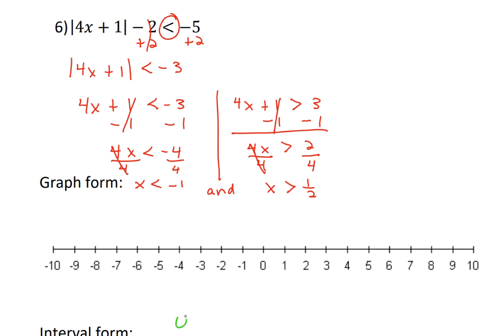So if you notice that it's something that's impossible, this is saying that we have a distance or an absolute value that's negative because it's less than -3, we know that there's going to be no solution. But if you work it out, you're going to see that there's no solution.